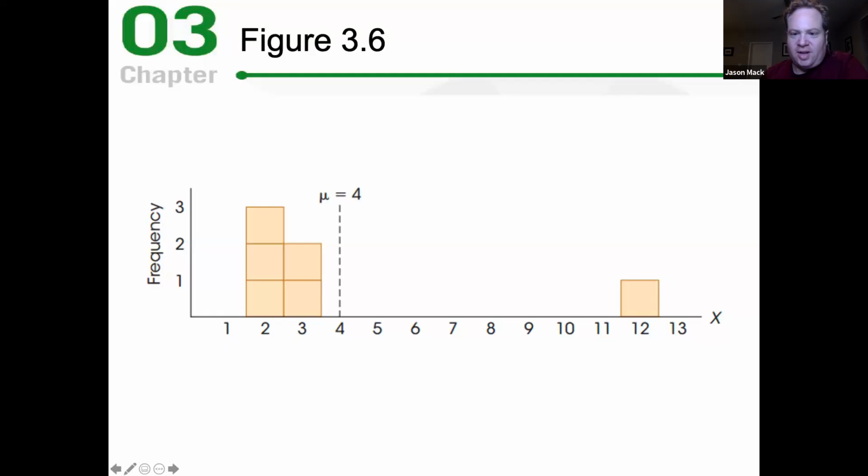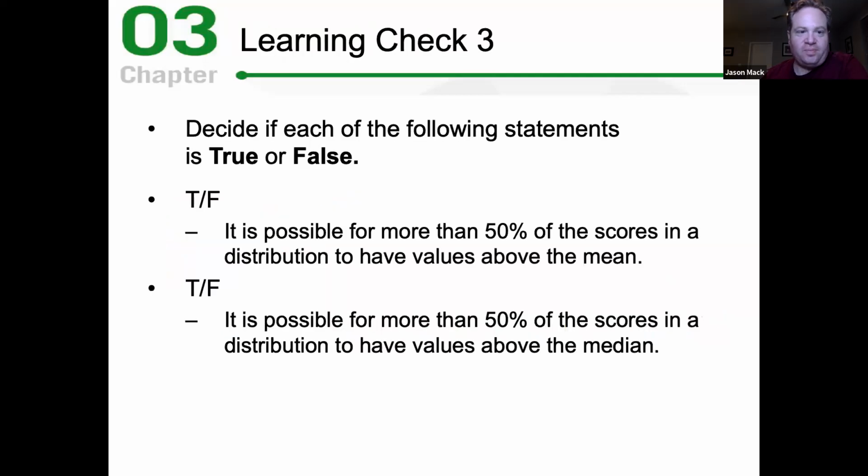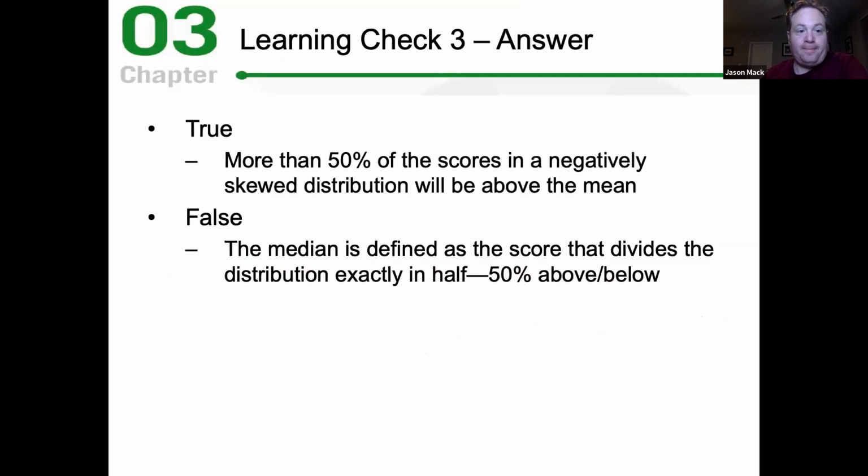So again, if you notice, the mean does not necessarily divide the scores into 2 equal groups. In this example, 5 of the 6 scores have values less than the mean. Again, the mean's the average. So what do you think? True or false? It is possible for more than 50% of the scores in the distribution to have values above the mean. True or false?